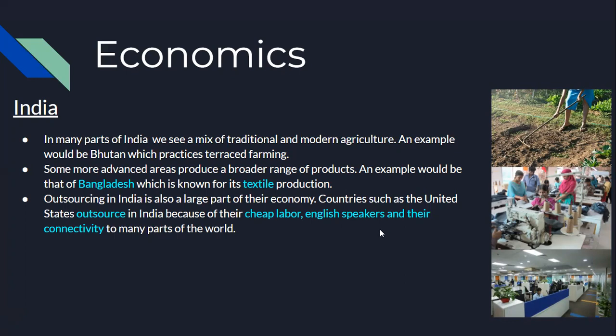Now, other areas dealing with economics, we're going to see some more advanced areas with a broader range of products. An example would be that of Bangladesh. Bangladesh is known for its textile production. Now, textiles will include things, in this case, like clothing. So if you want to think of textiles, think clothing or fibrous materials.